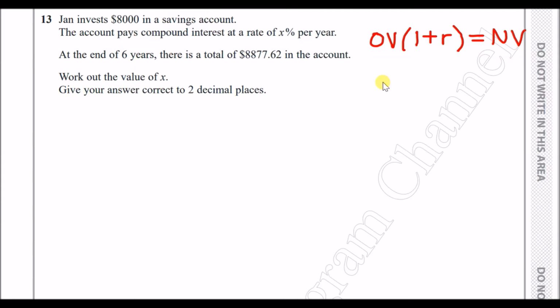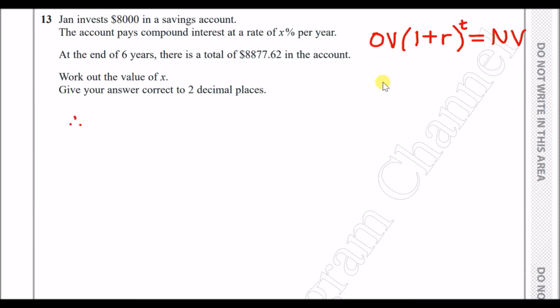The only difference now is because you're dealing with years. So we're going to add a little year component. So let's put a little power here. Let's call this time, yeah? So how many years are involved? Now, okay, so it pays X% per year. So the rate is X. And the original value is $8,000. At the end of 6 years, there is a total of this much money in the account. So that's the new value. Work out value X. Okay, cool.